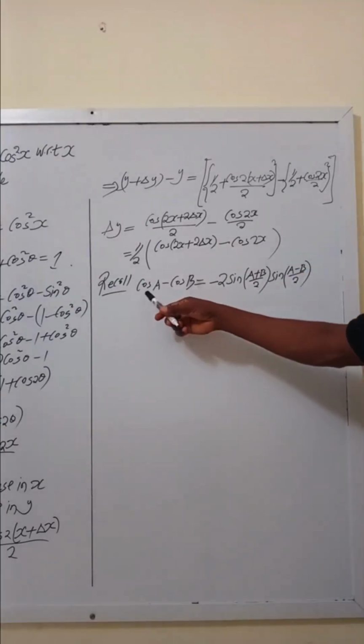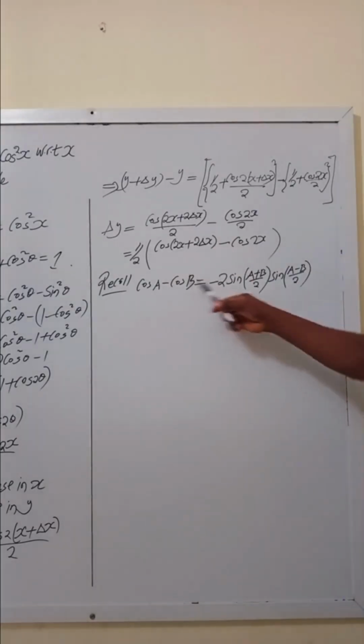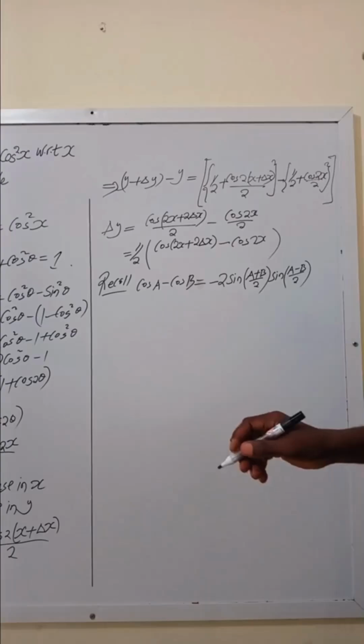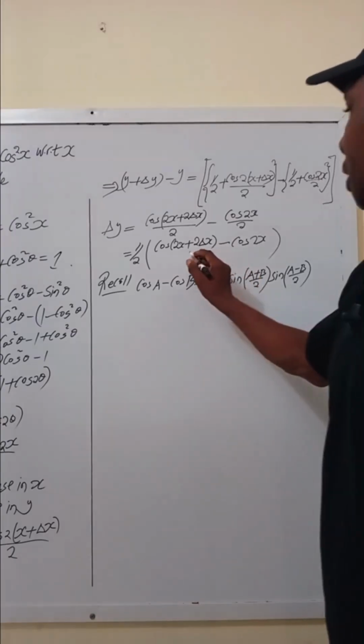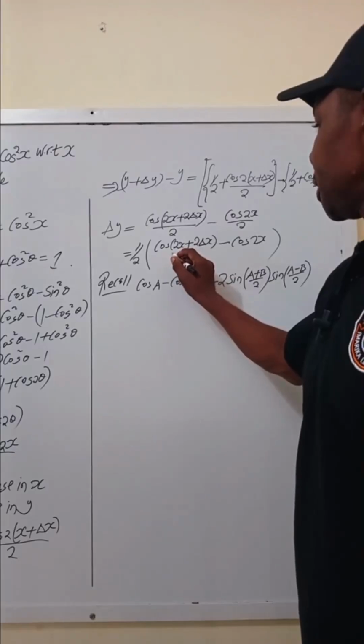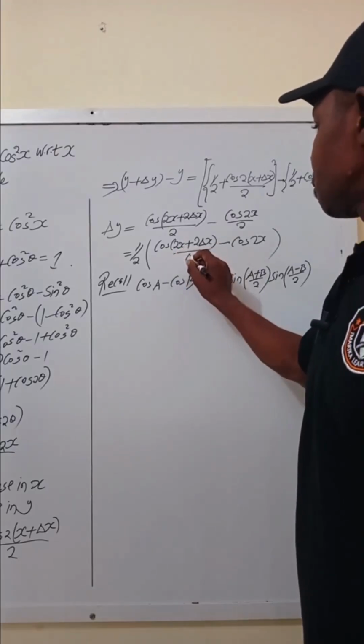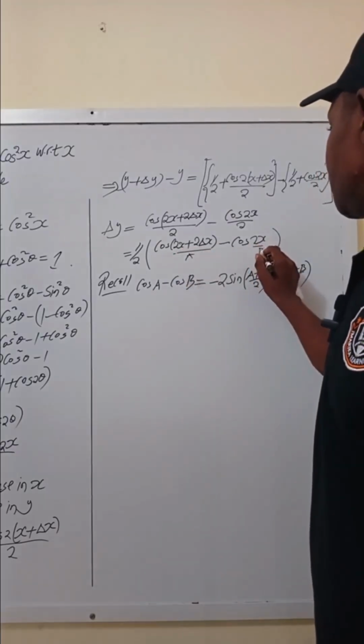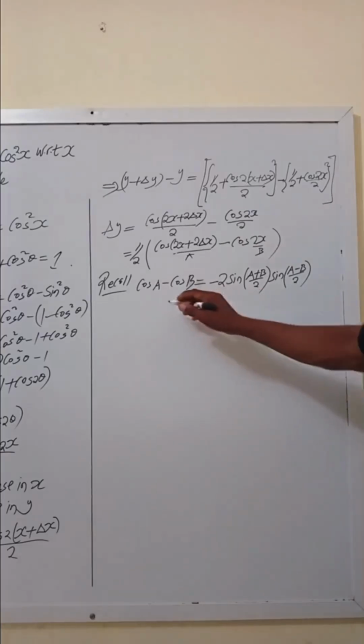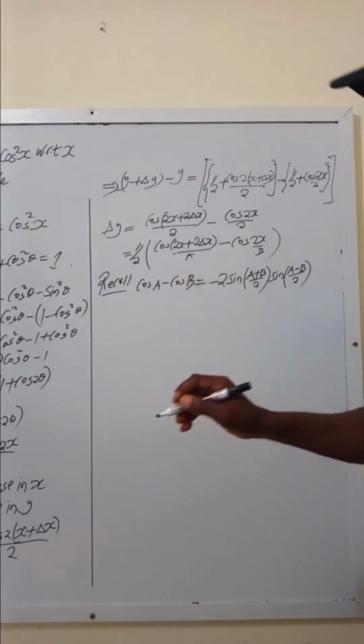Okay, so let's apply this concept here. This time round, you can take the whole of this part here, from here to here, take this to be your A, and take this one to be your B. Okay, now let's substitute these values in this expression.